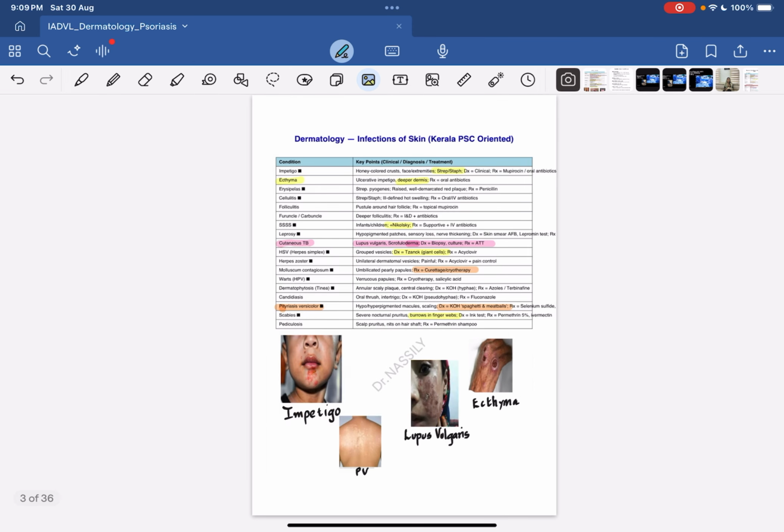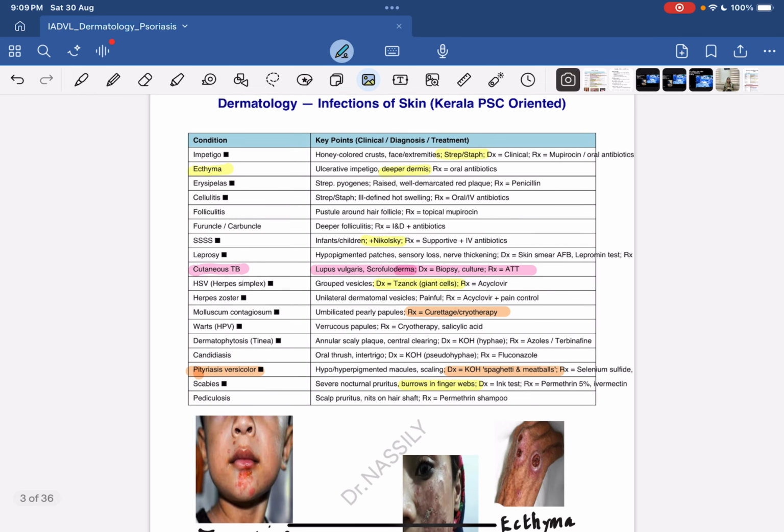Then coming to infections of skin. In it, impetigo. In previous year question paper, I have seen they have given the clinical features, signs, and symptoms of the disease and have asked us to mark the correct answer. So, impetigo, the patient will present with honey-colored crust on face or extremities. It is caused by streptococcus or staphylococcus. Diagnosis is clinical, and the treatment is mupirocin or oral antibiotics.